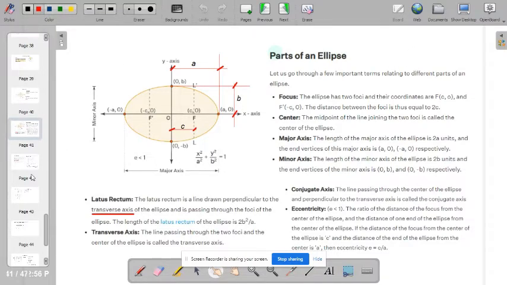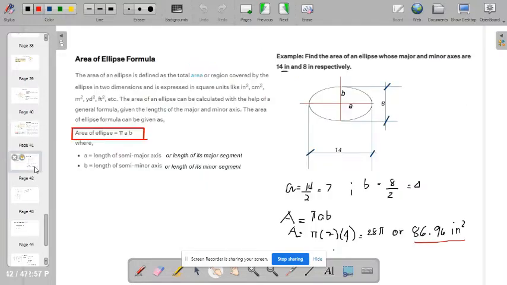This is just a review of your lesson in ellipse when you were in senior high school. So I suggest if you want to understand, go back to your lesson. But basically, in this lesson, we just want to know how to get the area of the elliptical section.